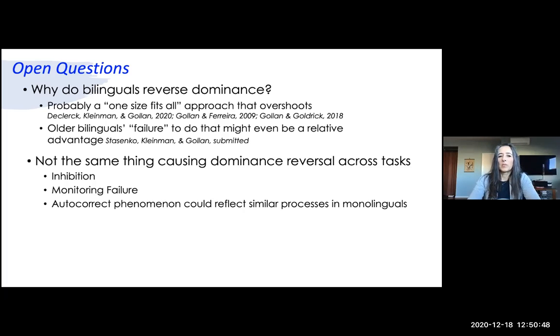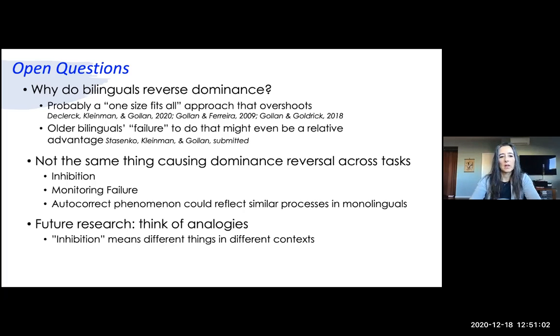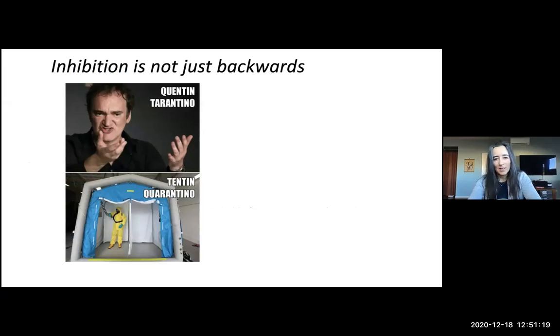There are many differences between reading aloud and picture naming, but I do still think that some form of executive control is probably involved in both of these, and that's what we're trying to figure out right now. For future research, I'm trying to think of analogies like the writing with your non-dominant hand analogy, and it might be helpful also to think about what inhibition is not. And so I'm pretty sure that inhibition is not just doing something backwards. One thing that might be similar though is trying to hide an accent.